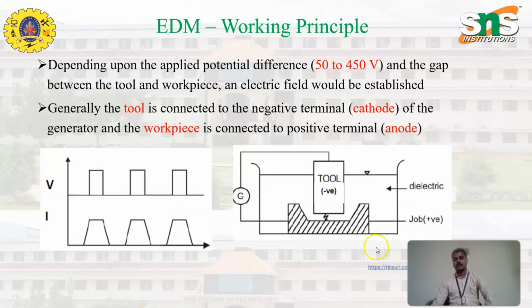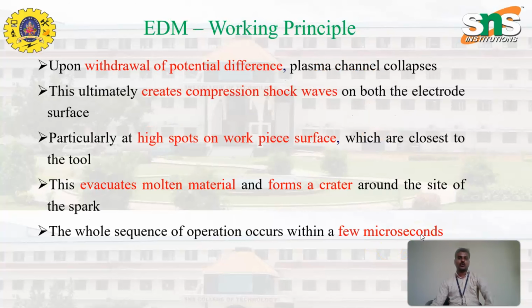This is the diagram where the dielectric medium is used, and this is the job. This is called the cathode and this is called the anode. The tool is connected with the negative terminal, the cathode, and the job is connected with the anode. Upon the withdrawal of the potential difference, the plasma channel collapses. It creates compression shocks on the electrode surface. The high spots on the workpiece surface closest to the tool evacuate the molten material and form a crater at the site of the spark. This takes a few seconds to remove the material.